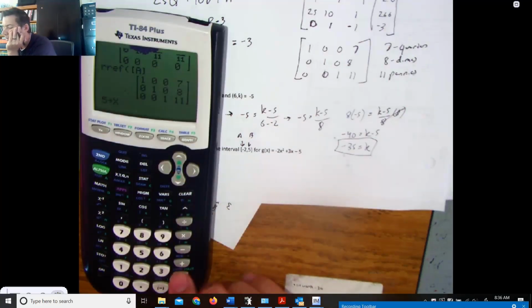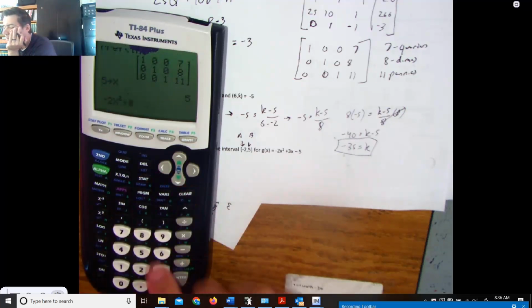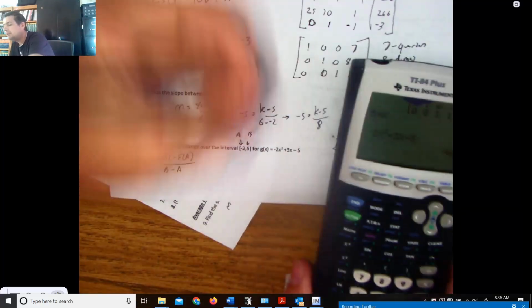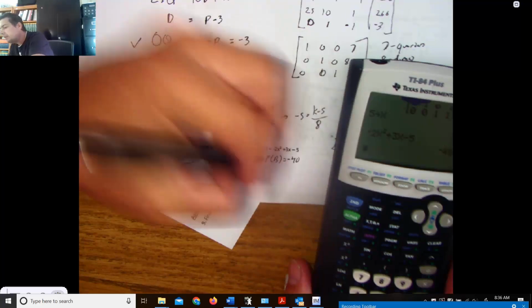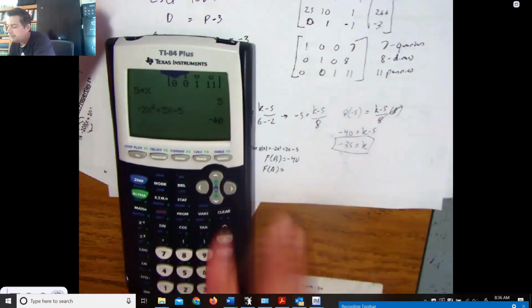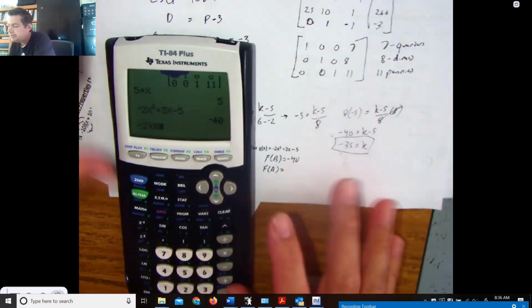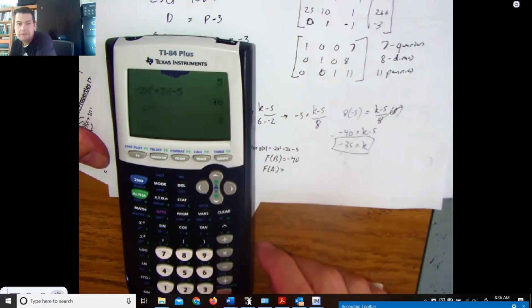Take a 5, store it to x, -2x squared plus 3x minus 5. I got a negative 40. So I plugged in a 5. I found that f of b was a negative 40. I'm going to find f of a now by plugging in a negative 2. Take a negative 2, store it to x. I'm going to hit that up arrow until I get to that equation. Negative 19.